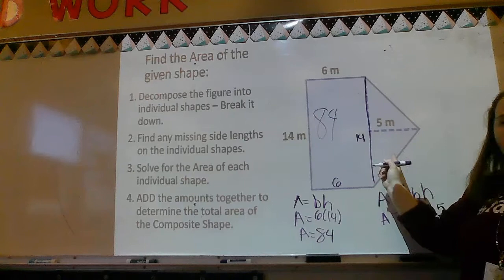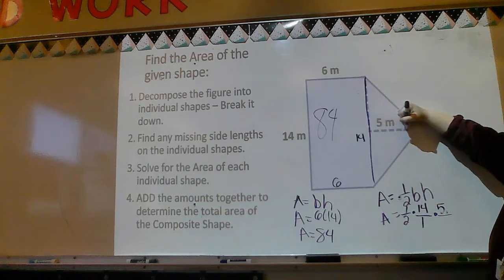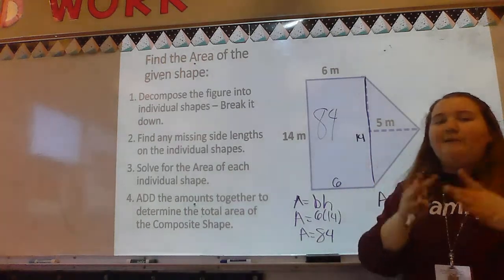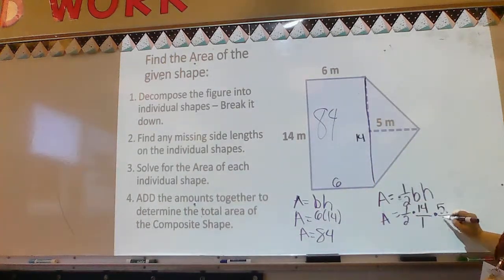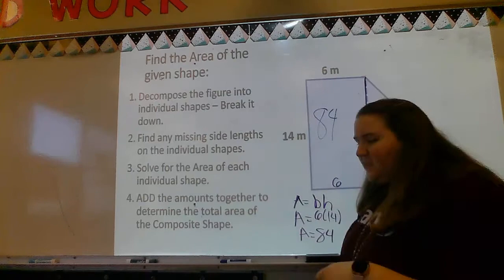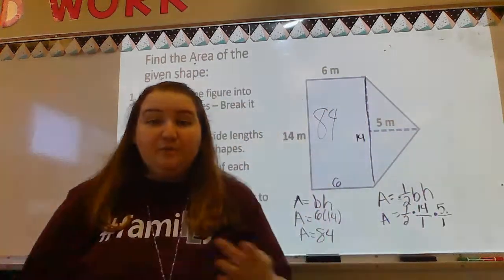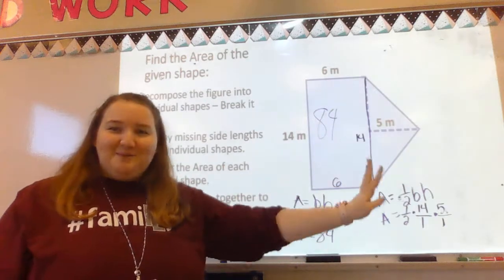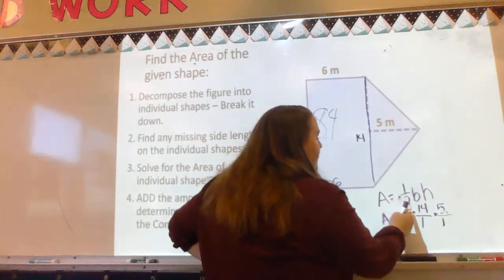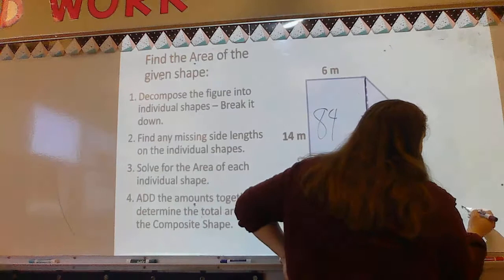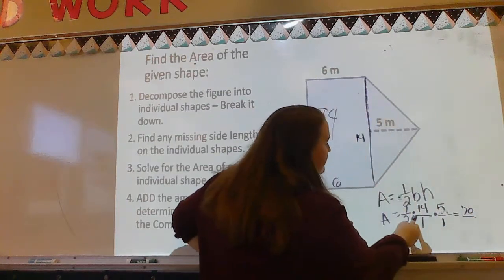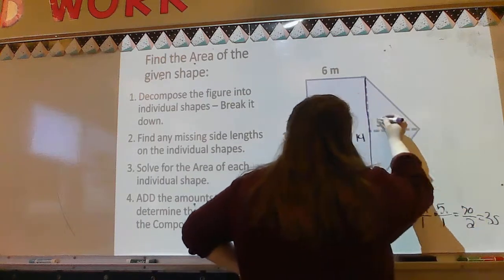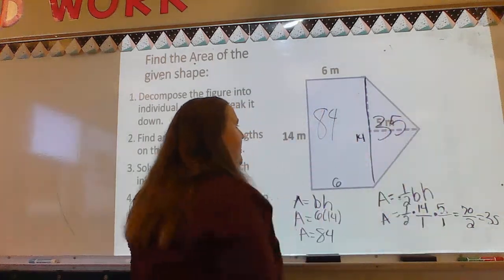Typically on a triangle, they love to indicate height with a dotted line. That way you don't think it's like two baby triangles, okay? So 5 over 1. Now, when you multiply fractions, you multiply straight across, top times the top times the top, bottom times the bottom times the bottom, okay? So 1 times 14 times 5 is 70 over 2 times 1 times 1 is 2. 70 divided by 2 is 35. So this big section right here is 35.